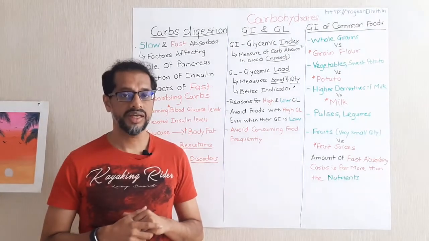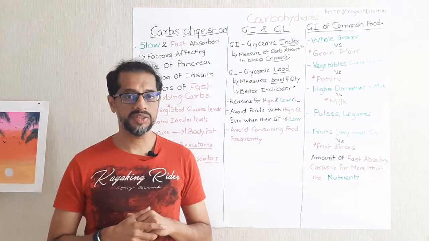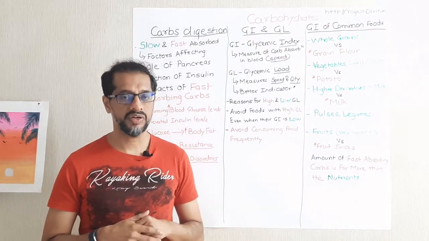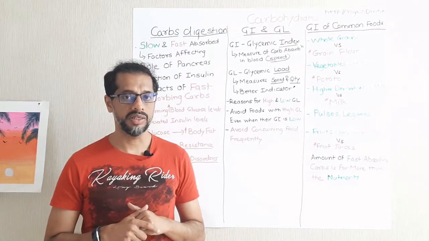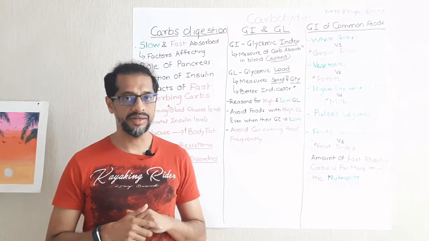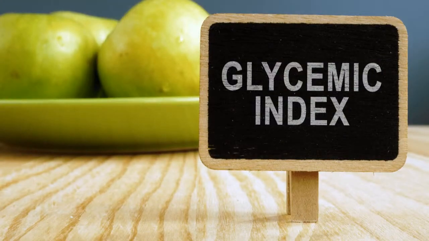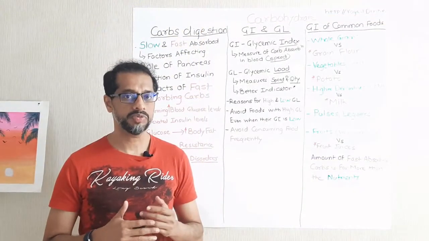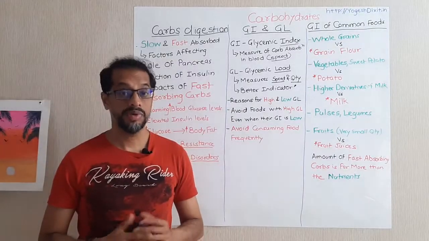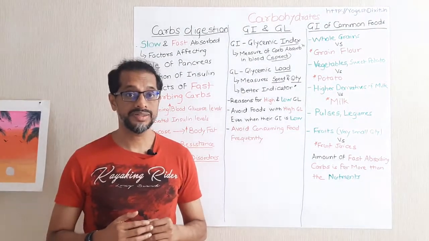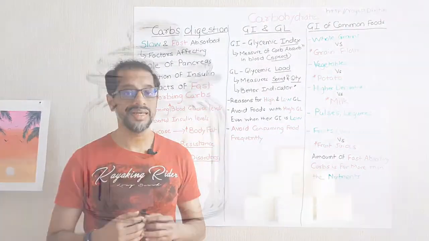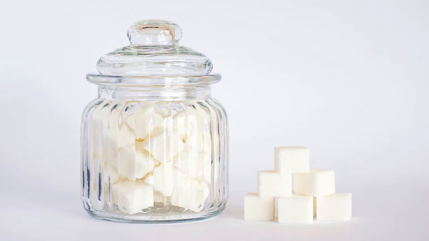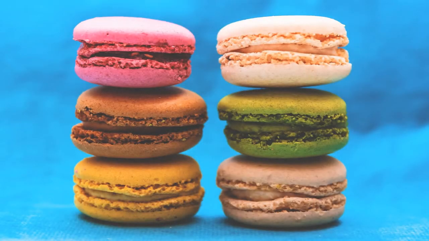And now we will take a look at a couple of units of measure to understand the impact of carbs on blood glucose level. So the first one is glycemic index. It measures the rate or speed at which the carbs are absorbed in the blood. So the benchmark or reference point is consuming 50 grams of glucose against 50 grams of any carbohydrate that you want to measure the glycemic index of.